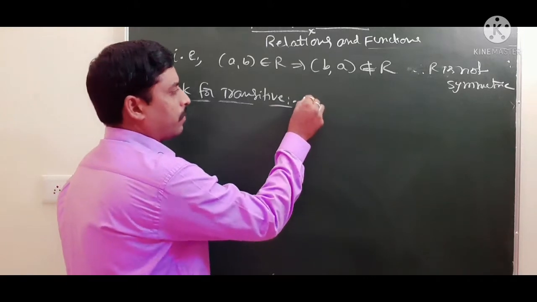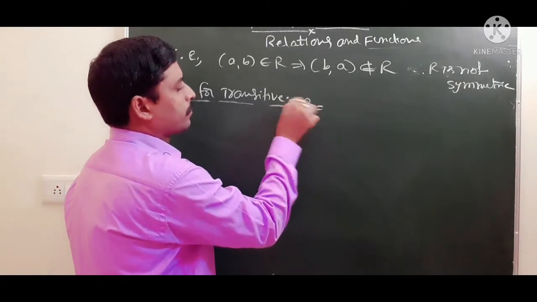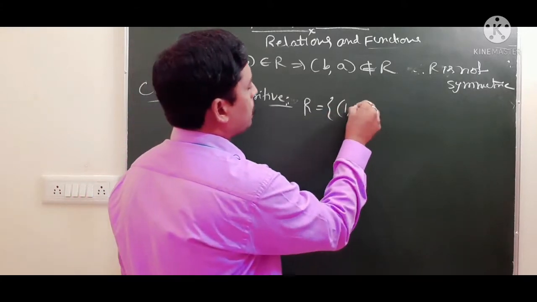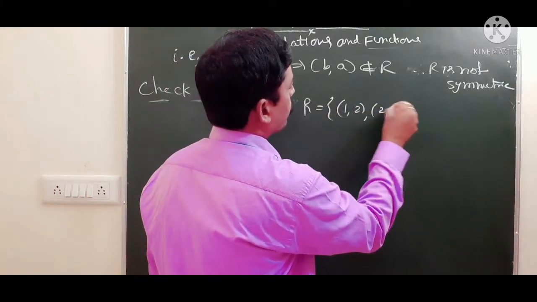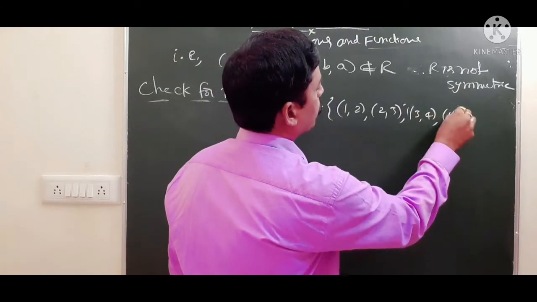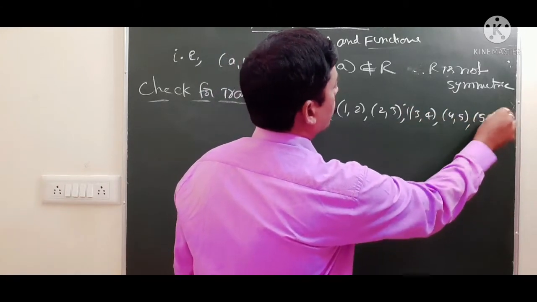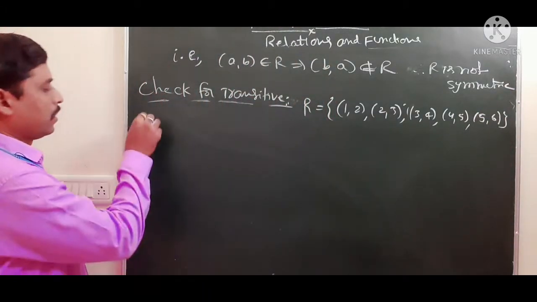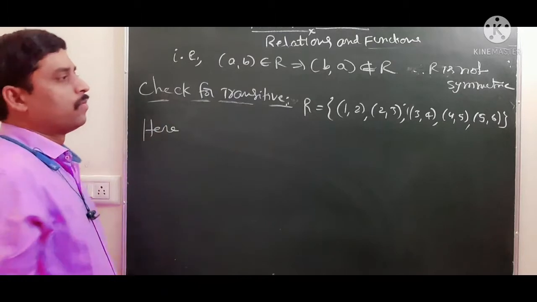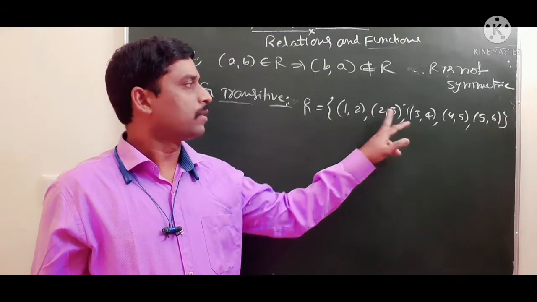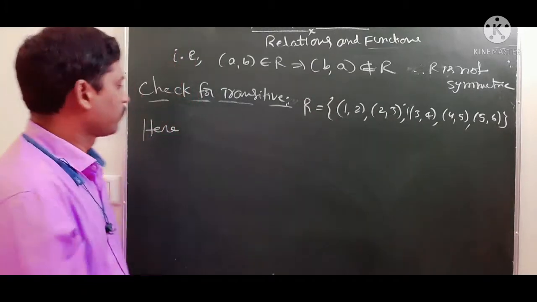So what is the relation given? R is equal to this relation. We got (1, 2), (2, 3), (3, 4), (4, 5), (5, 6). Is it clear? Here (1, 2) belongs to R, (2, 3) belongs to R, but (1, 3) does not belong to R.